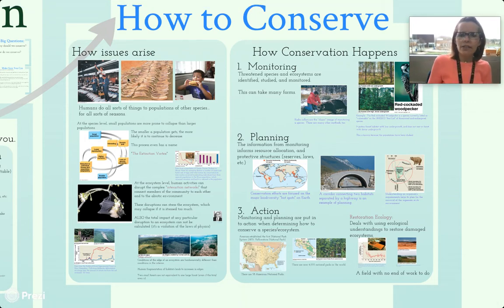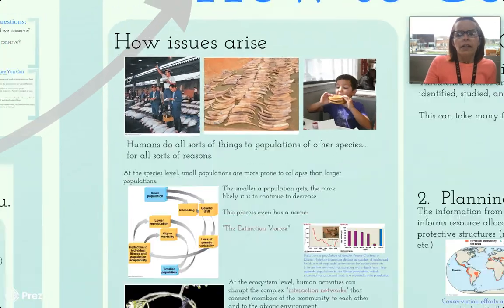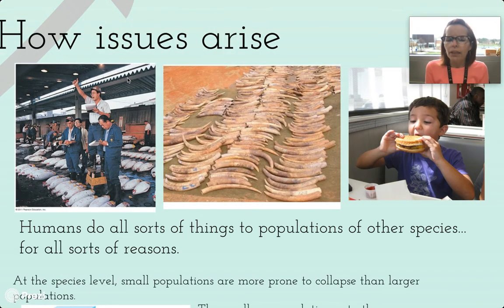So how some of these issues arise. Humans do all sorts of things to populations of other species for all sorts of reasons. So the image to the left are tuna that are being collected by Japan, and we see the population diminishing. Tusks from elephants, just killing the elephant just for the tusk. Oh my gosh, it's so depressing.